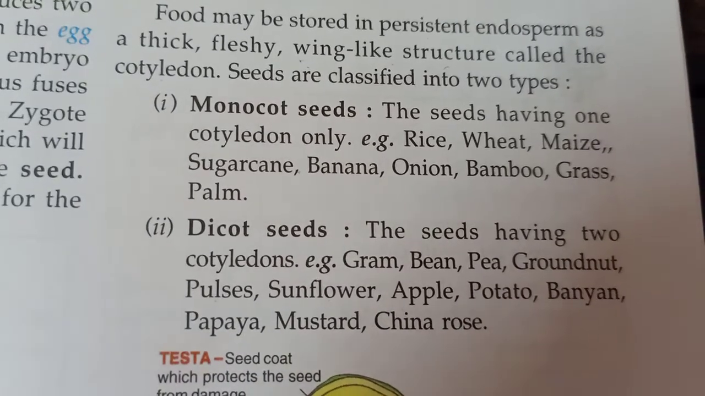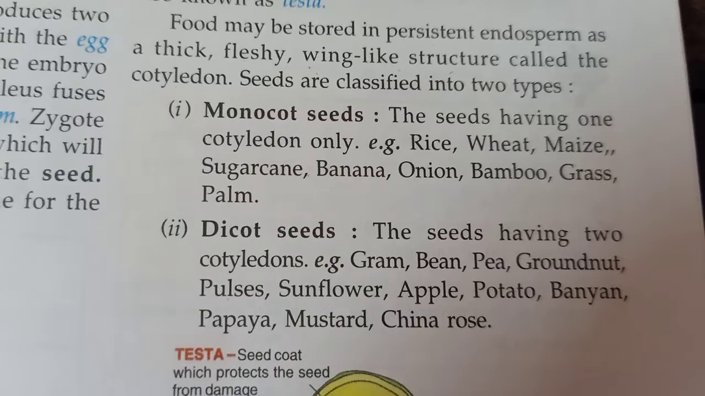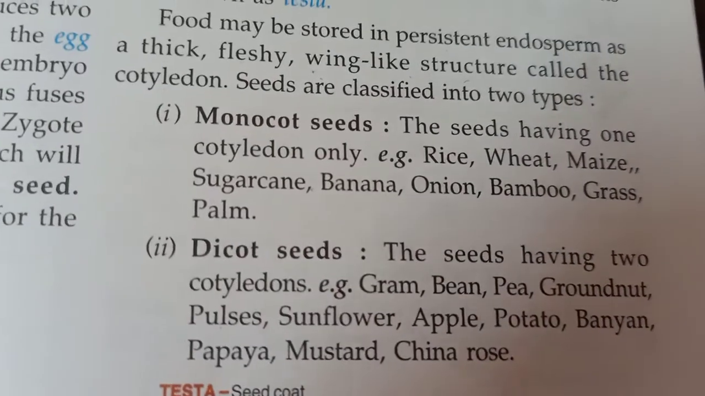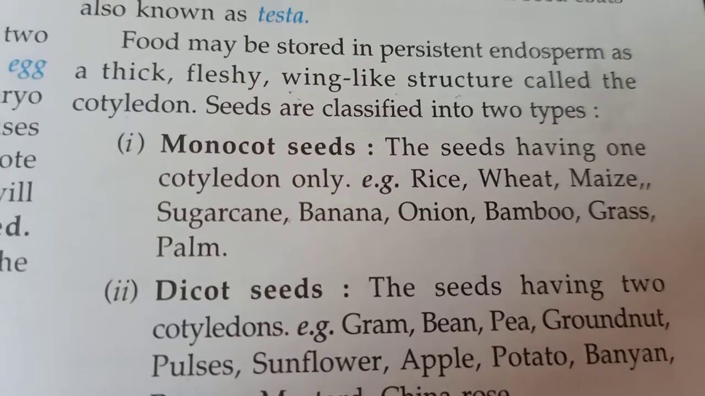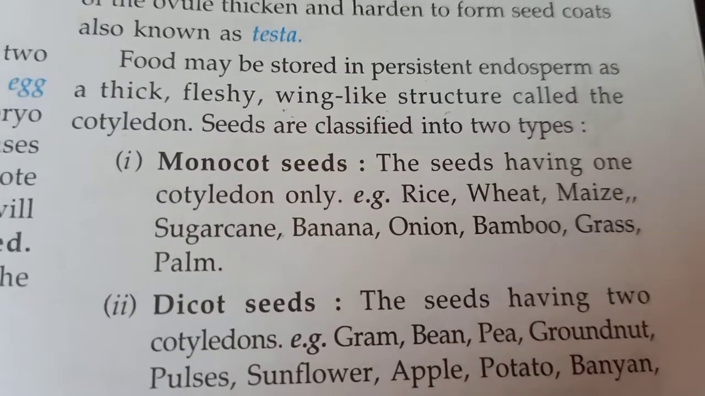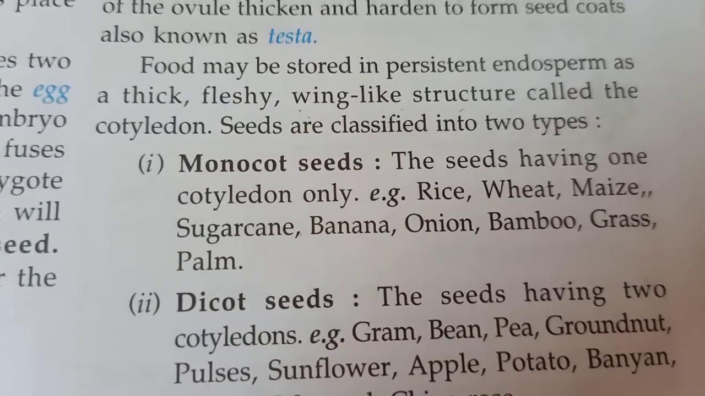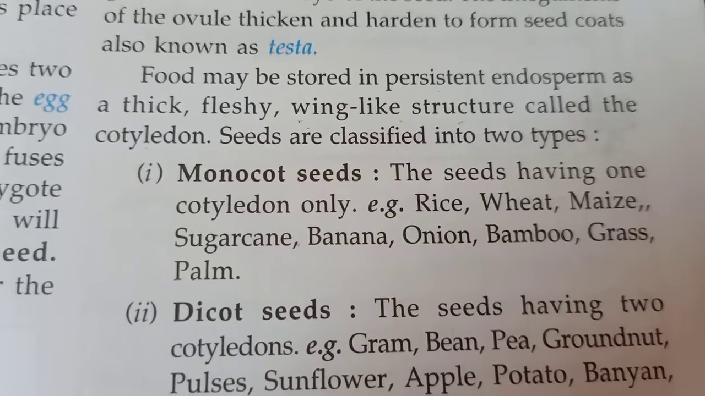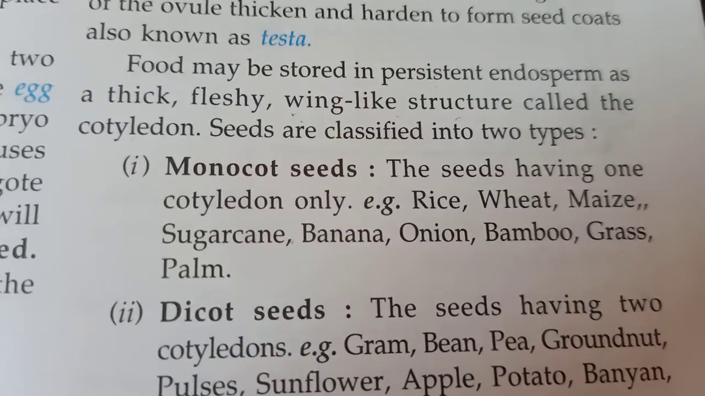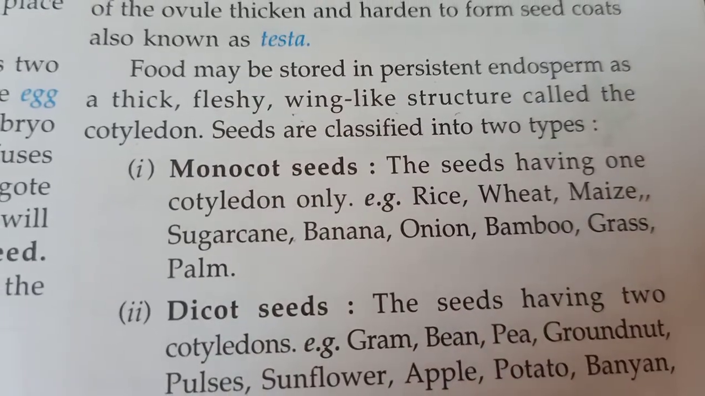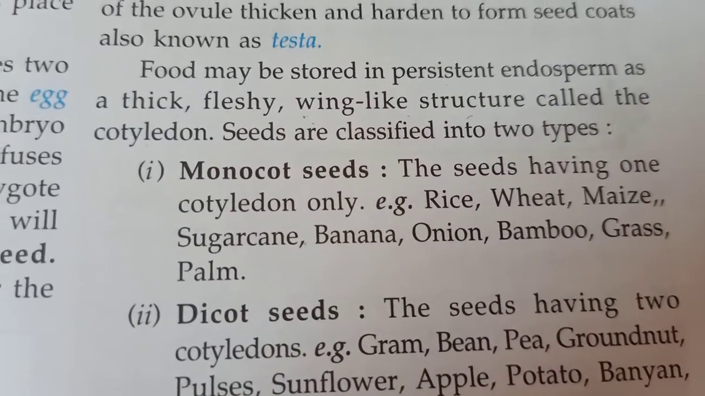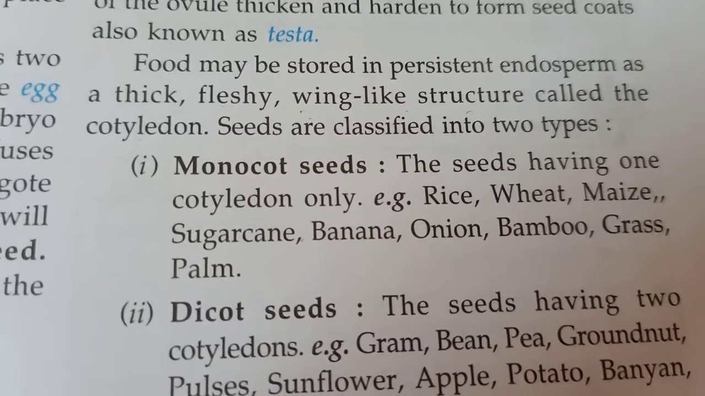Seeds having one cotyledon only are called monocot seeds. For example, you can see rice, wheat, maize, sugarcane, banana, onion, bamboo, grass, and palm. These are examples of monocot seeds. So the seeds which have only one cotyledon are known as monocot seeds.